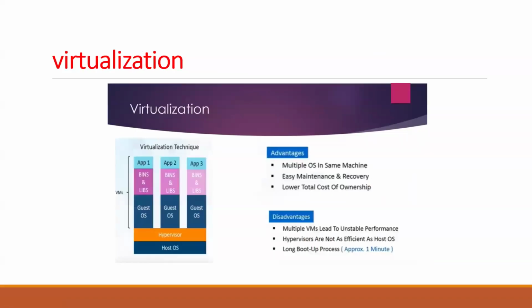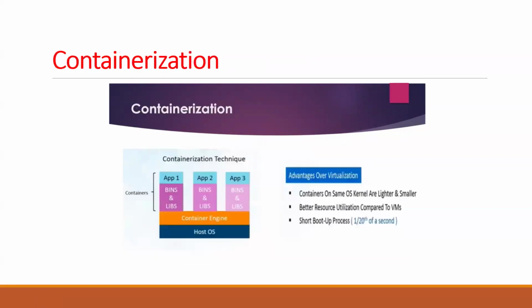So in virtualization, what are the advantages? Hypervisor, then guest OS, then install the software, then install the application. Multiple OS in the same machine, easy maintenance and recovery, lower cost of ownership. These are the advantages. What are the disadvantages? Multiple VMs lead to unstable performance. Hypervisors are not as efficient as a host OS, and there is a long boot-up process. These are the disadvantages.